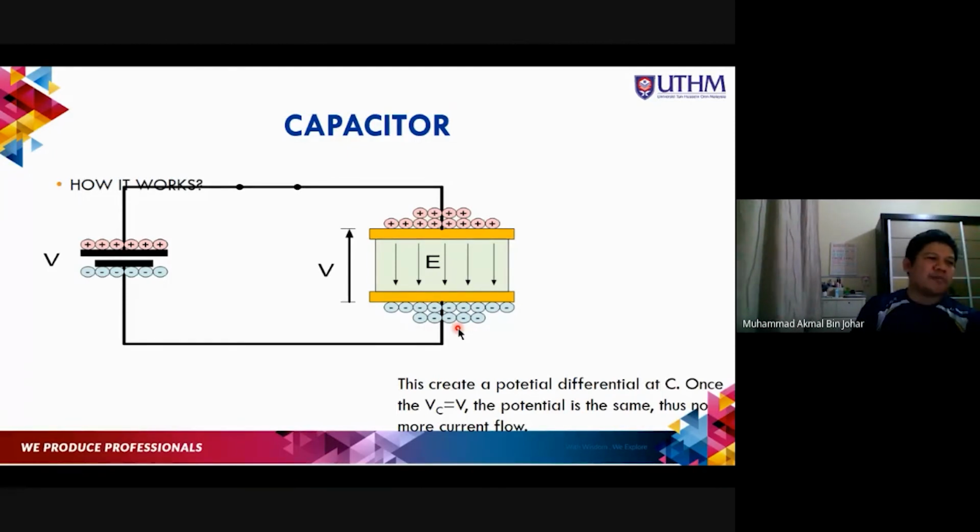If you don't believe it, we can go to the lab and try. You can buy a battery and a capacitor, connect positive and negative, and straight away when you release it, measure at the capacitor and you will get a voltage close to the supply voltage. If the battery is 1.5 volts, you will get 1.5 volts. So this creates a potential difference at the capacitor, and once VC is equal to V, the potential is the same, so no more current will flow.